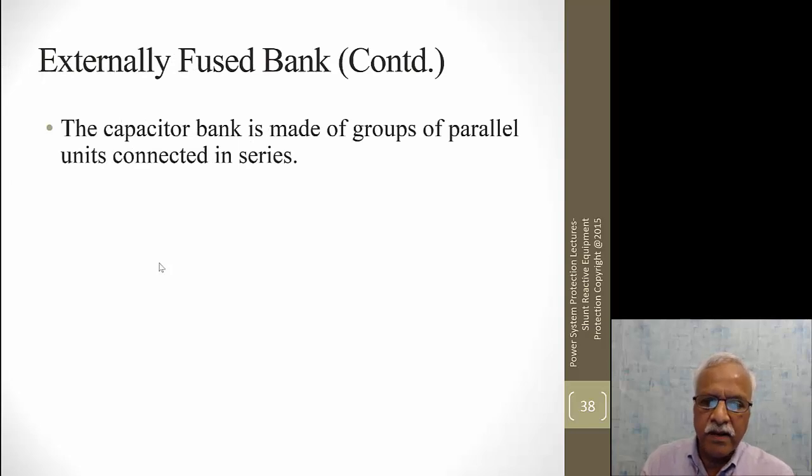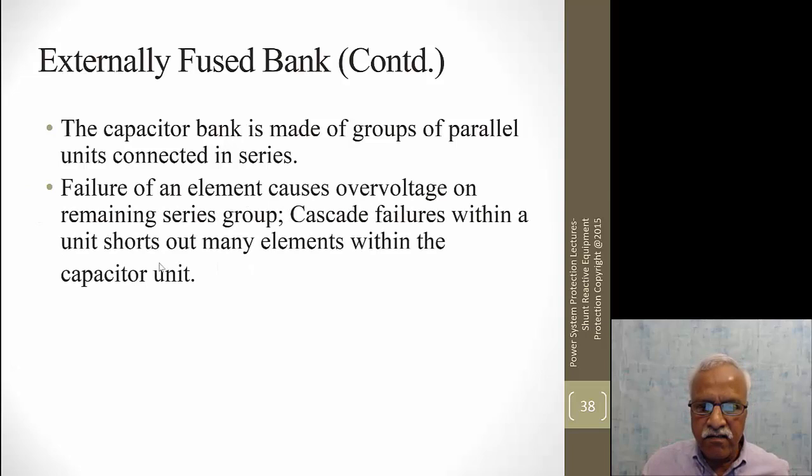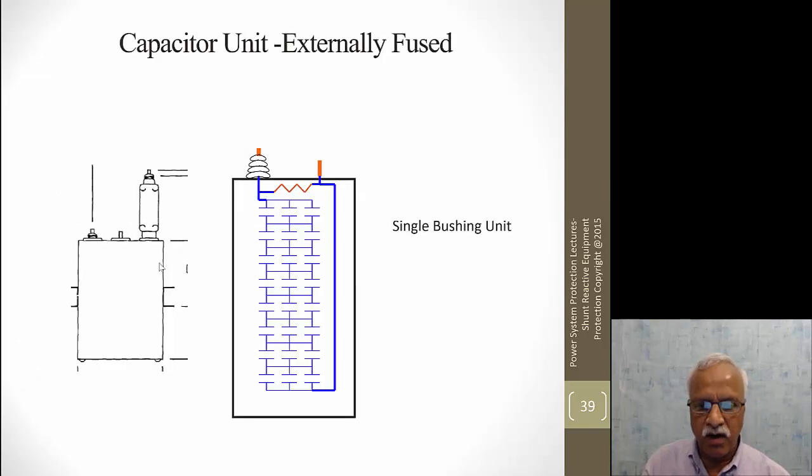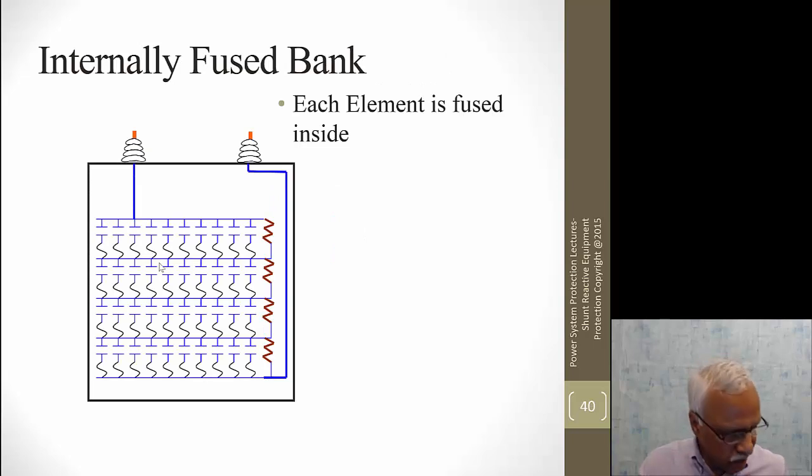Yeah, it's the same thing. A capacitor bank is made up of groups of parallel units connected in series. Failure of an element causes an overvoltage on the remaining units, and there is a cascade failure within this, and other capacitor units are connected in parallel, and failed units force the fuse operation.